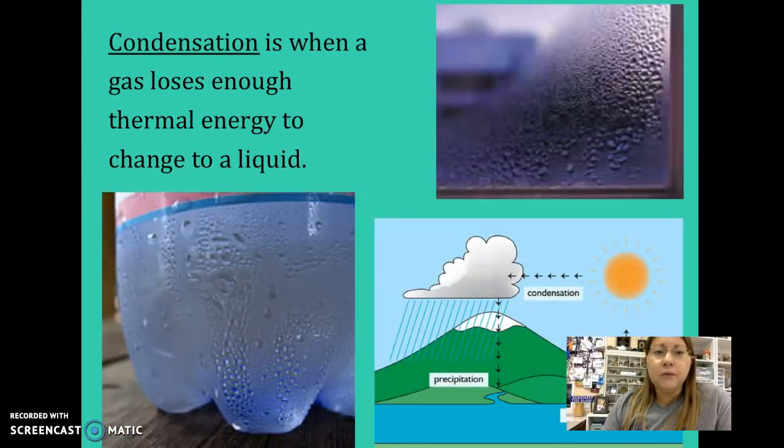Condensation is something you probably have heard about in reference to the water cycle. So we know in the water cycle you've got evaporation, condensation, and precipitation. And during condensation in the water cycle, we have cloud formation.